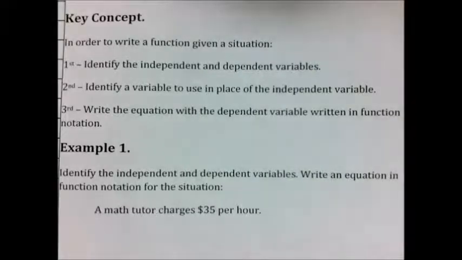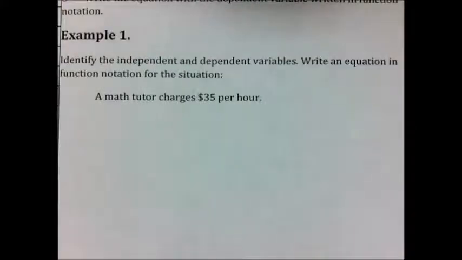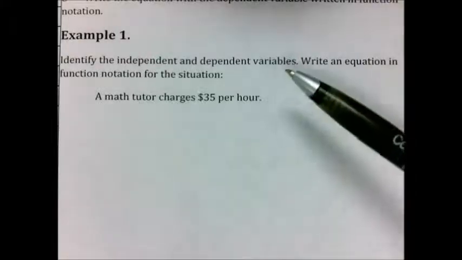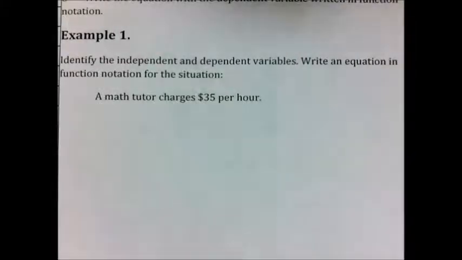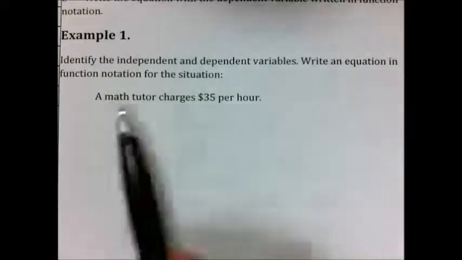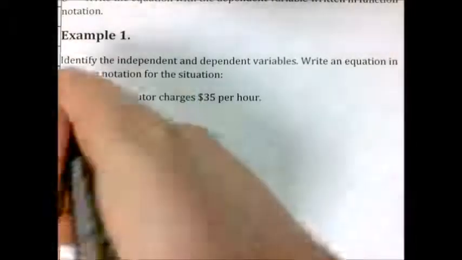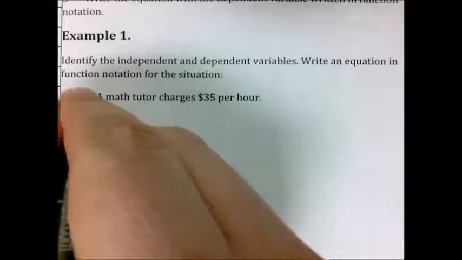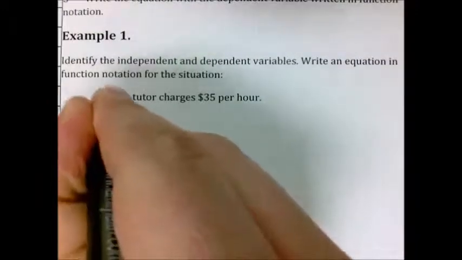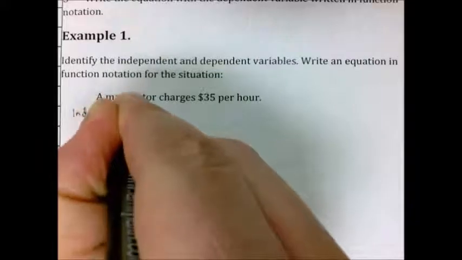Okay, let's do an example. So example 1 says to identify the independent and dependent variables and then write an equation in function notation for the situation, and this is the situation. It says a math tutor charges $35 per hour. Okay, so the first step is to identify the independent variable and the dependent variable.